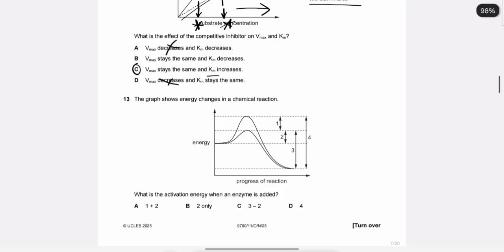And for number 13, it says the graph shows energy changes in a chemical reaction. And the question is, what is the activation energy when an enzyme is added? So we know an enzyme reduces the activation energy of a chemical reaction.